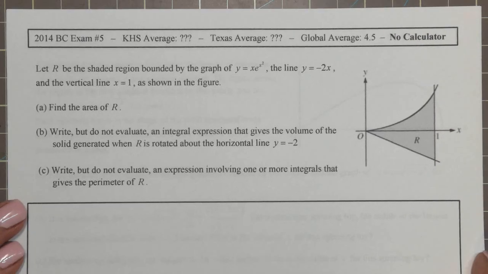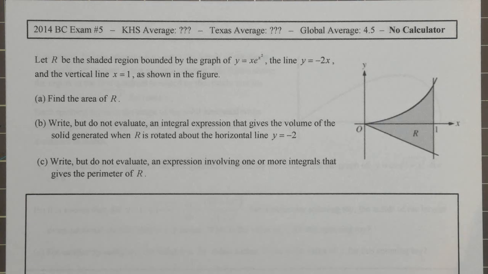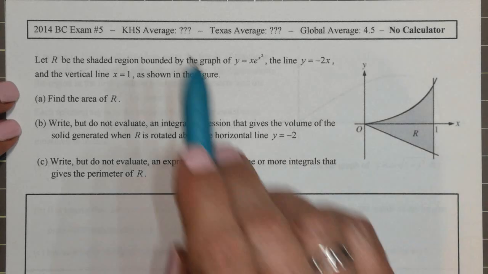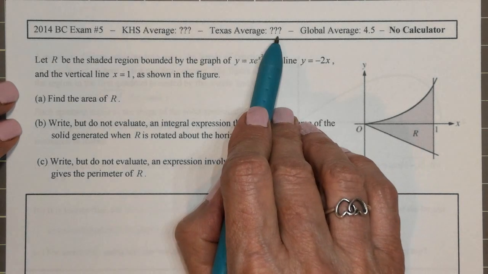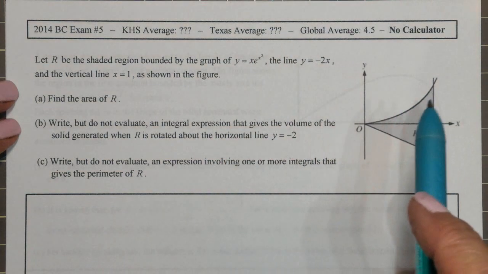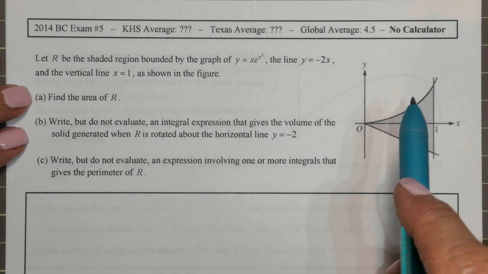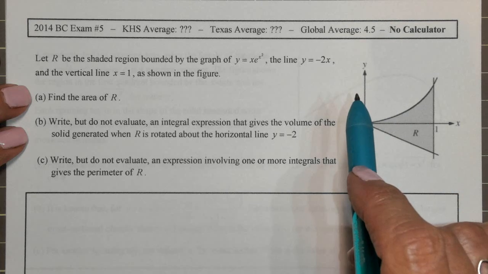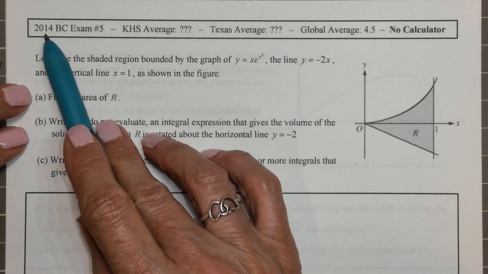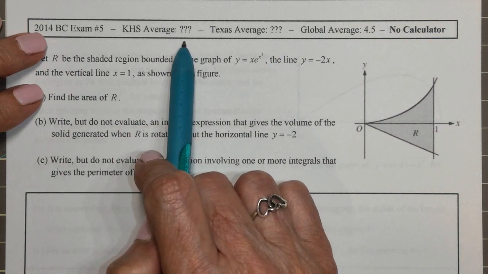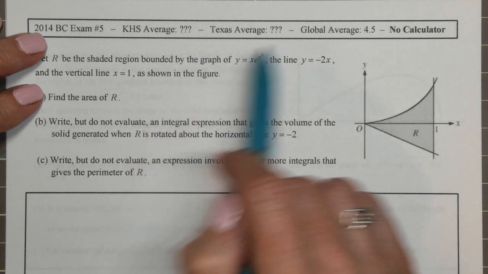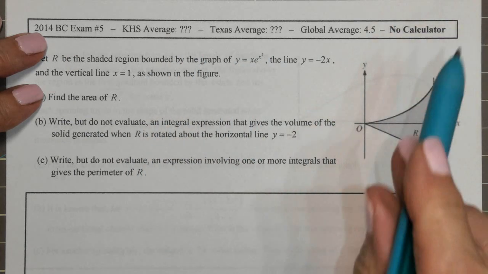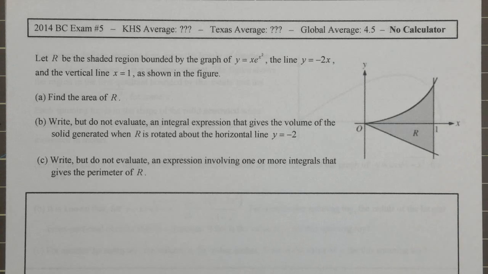So I'm going to start with the FRQ from 2014. I don't know what the KHS and the Texas average were then, but by the time you get them in class, I will have that filled out. I do know what the global average was. It was 4.5.